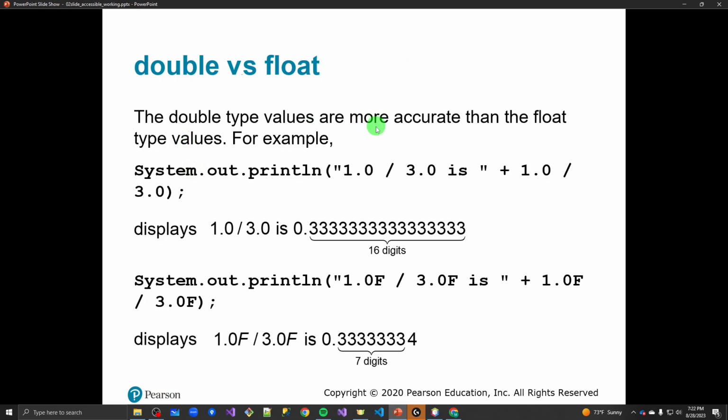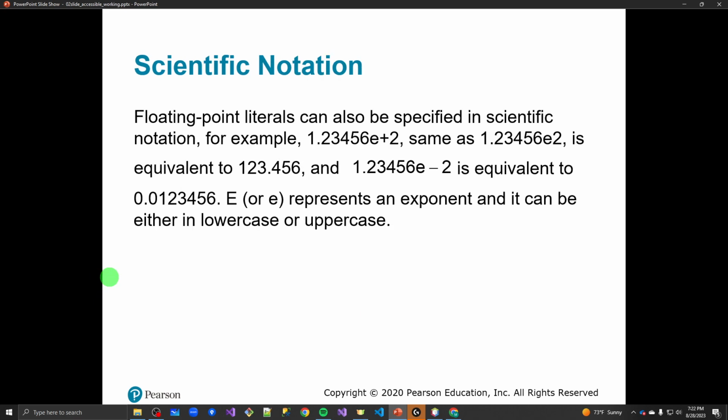All right, double type values are more accurate than floats. So if we do this, System.out.println 1.0 divided by 3.0, and then we actually do the math, 1.0 divided by 3.0, we'll get 0.333, 16 digits. But if we do it with floats, so we have a 1.0 as a float and a 3.0 as a float, when we do the math with it, we only get 7 digits, and so we get a rounding error here. So doubles are more accurate than floats, obviously, because they hold more decimal places.